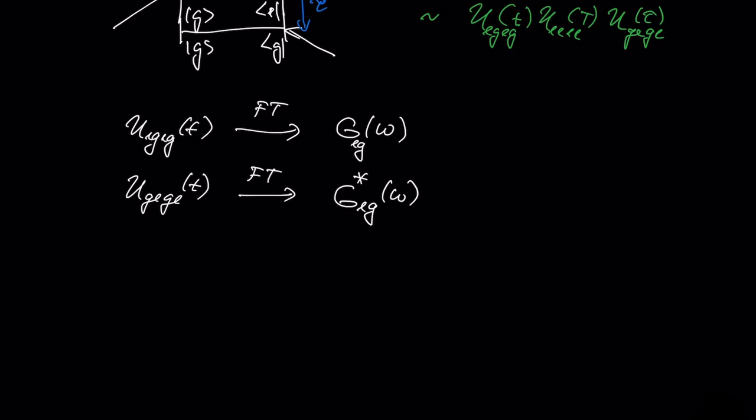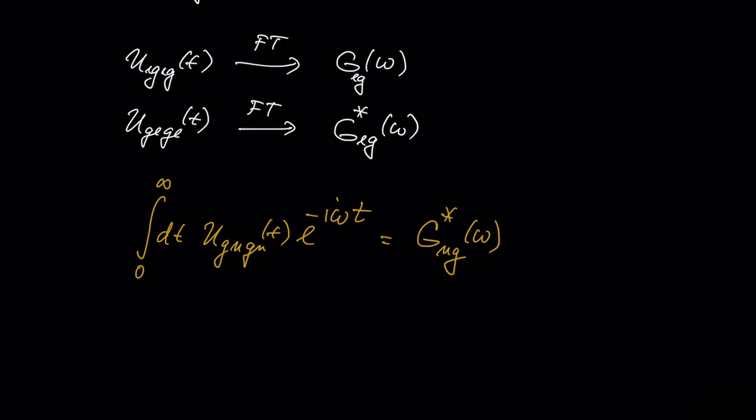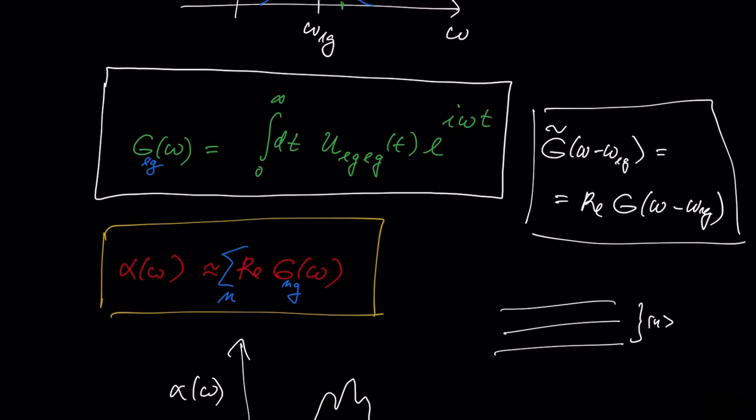So for instance, this is not really a definition, but this is what we can say and prove, because it's nothing else than simple mathematics. This is in fact the G star of omega, basically precisely for the reason that U_GNGN(t) is U_NGNG complex conjugated, and of course we used here a different sign of frequency in the definition. So we will be later on in this lecture needing this relation, and this relation in the green, by which we defined the line shape for the transition from the ground state G to a state E.